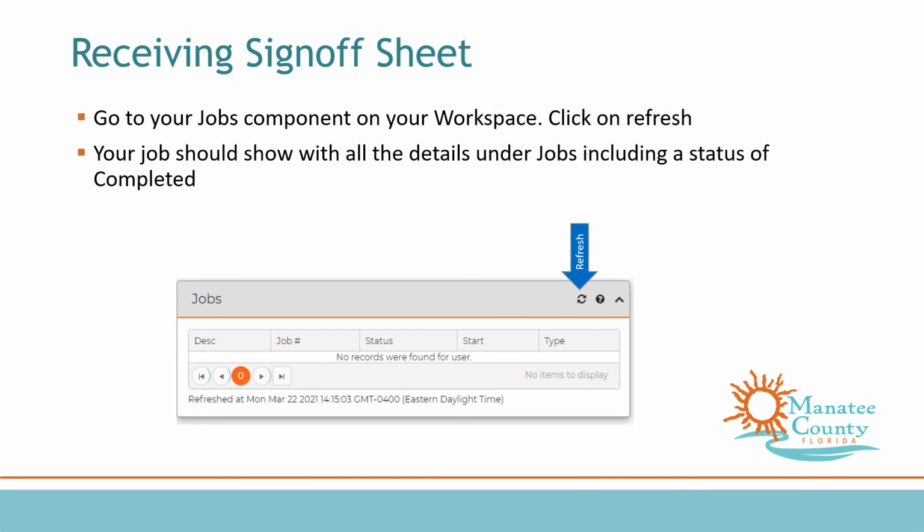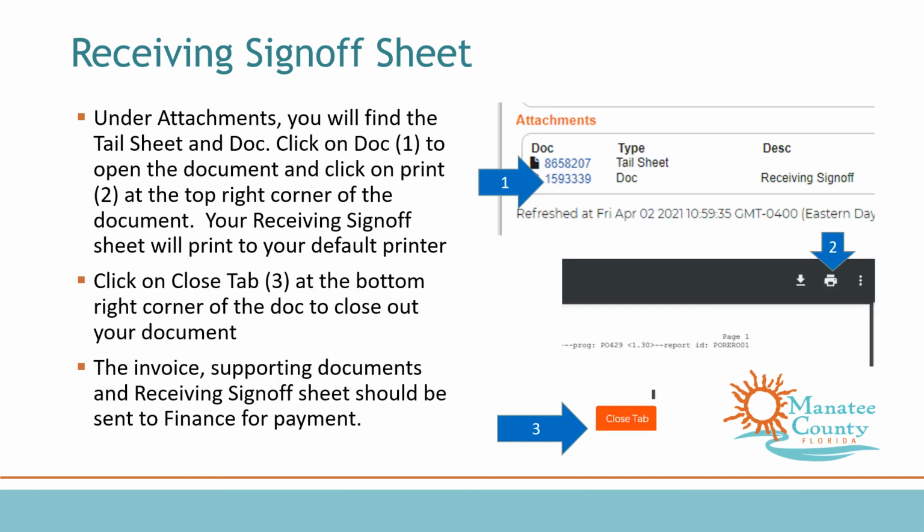Go to your Jobs component on the workspace. Click on Refresh. Your job should show with all the details under Jobs, including a status of completed. Under Attachments, you will find the tail sheet and doc. Click on the doc to open the document and click on Print at the top right corner of the document. Your receiving sign-off sheet will print to your default printer. Click on Close tab at the bottom right corner of the doc to close out your document. The invoice, supporting documents, and receiving sign-off sheet should be sent to Finance for payment.